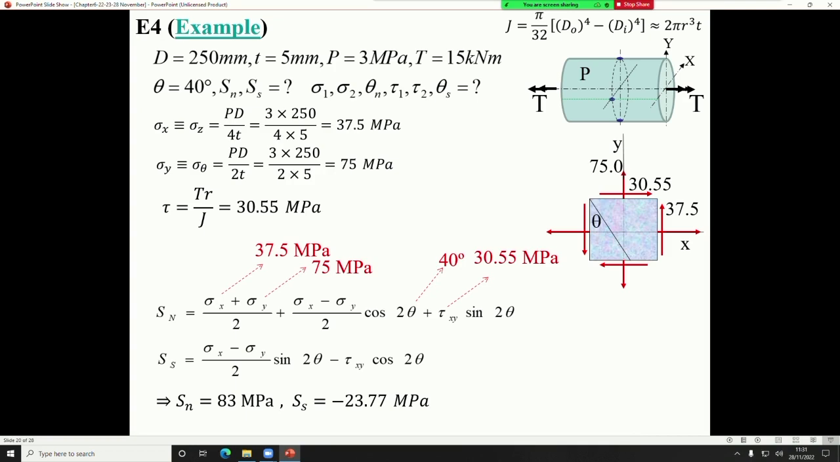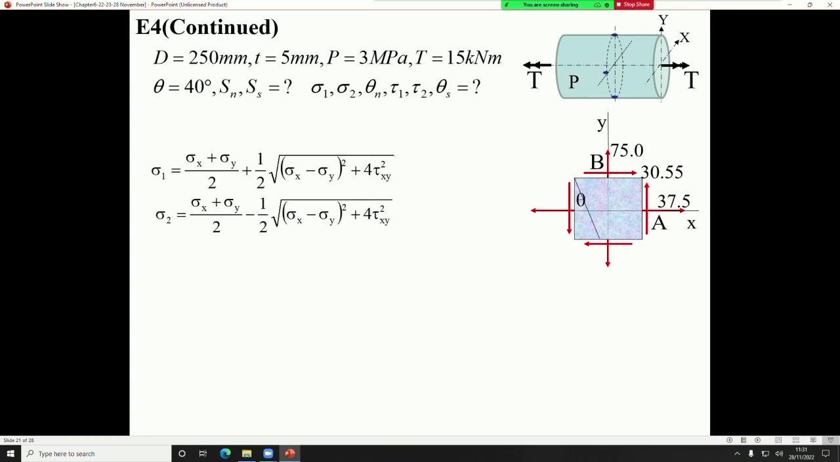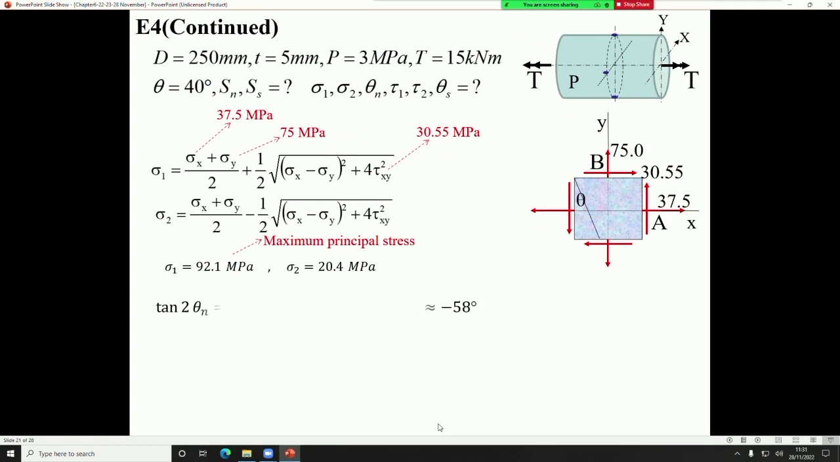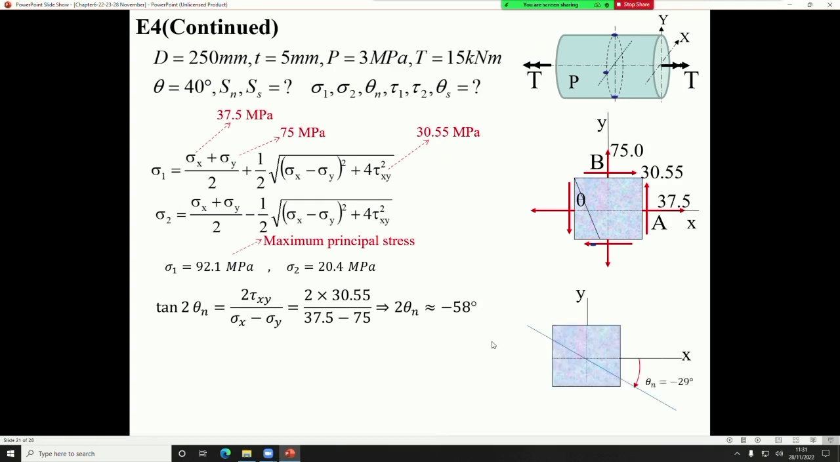Yes. So just rotating the plane at a particular position, we would keep rotating it. So this is 40 degrees. Has anyone found the principal stresses? Yes. Okay. So here I substitute the values and we find the maximum and minimum principal stresses. So you can see 92.1 is definitely bigger than 37.5. And then the direction: 2 theta n is minus 58, so theta n is minus 29 degrees.